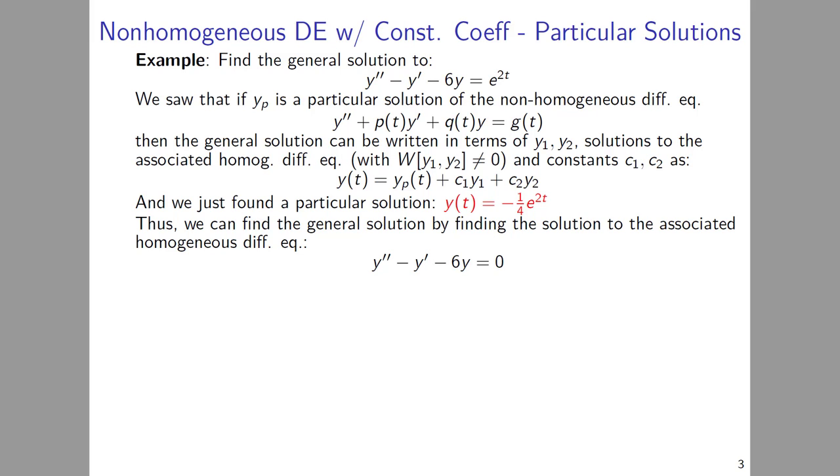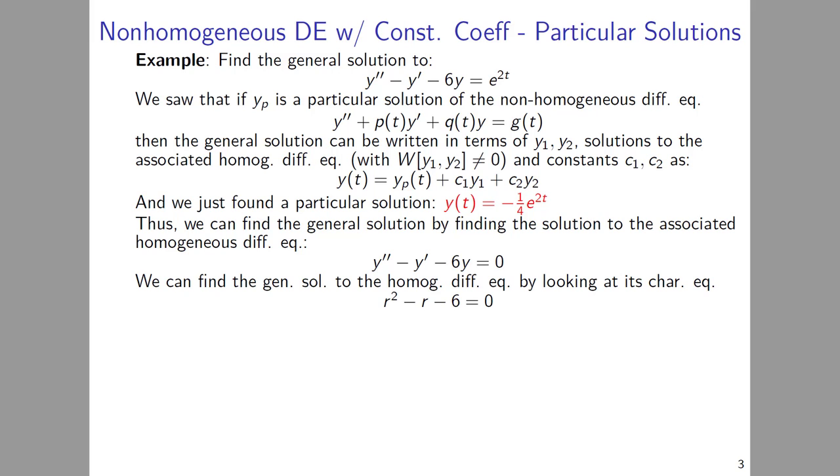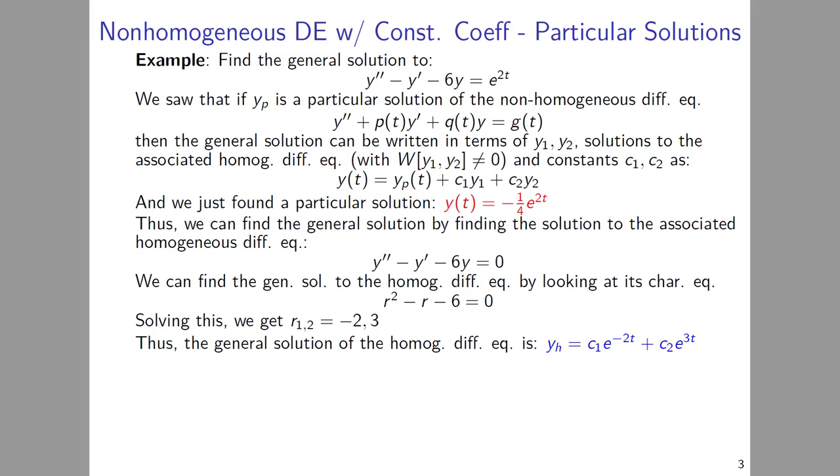Thus, we can find the general solution to the non-homogeneous differential equation by finding the solution to the associated homogeneous differential equation, y'' minus y' minus 6y equals 0. And we can get the general solution here by looking at the characteristic equation r squared minus r minus 6 equals 0. Solving this, we get our two roots r1 and r2 are negative 2 and 3. Thus, the general solution of the homogeneous differential equation is y sub h equals c1 e to the negative 2t plus c2 e to the 3t.